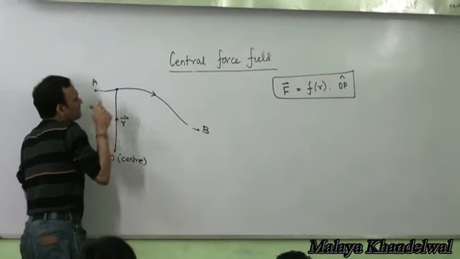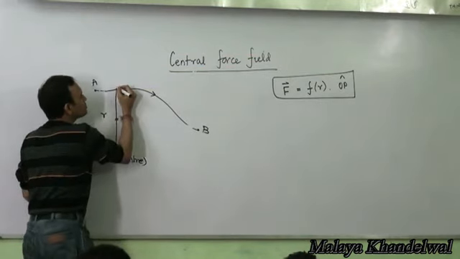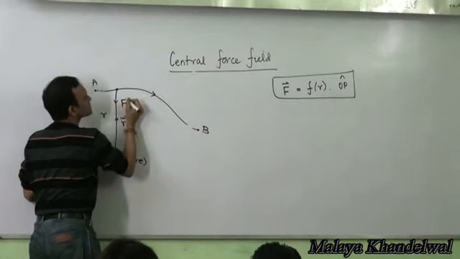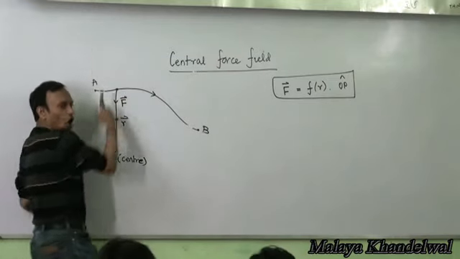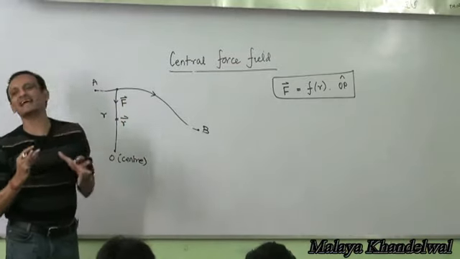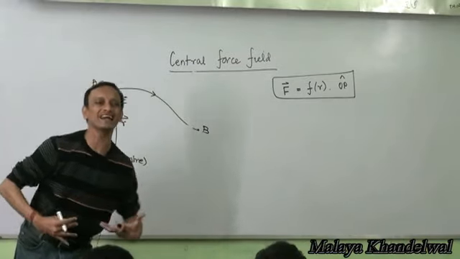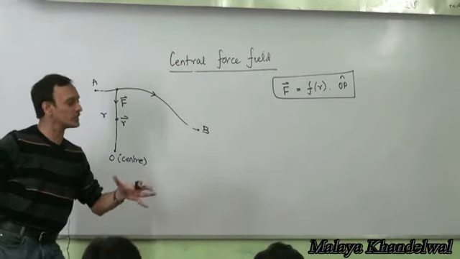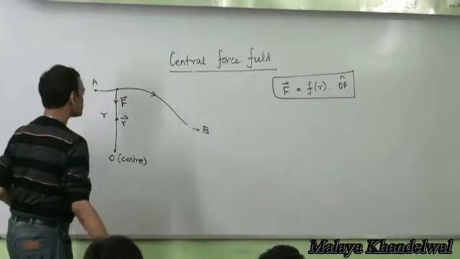Now, at any given point, the force experienced will be towards O or away from O. We say that this is like a radial field, the line of action always passing through a fixed point O. You could loosely call it a radial field.